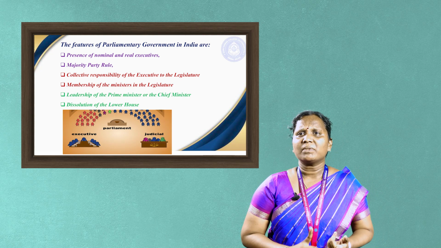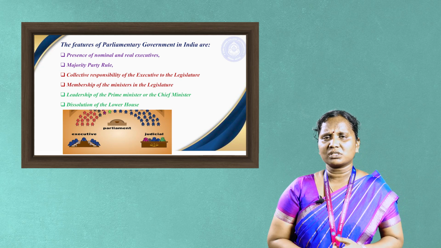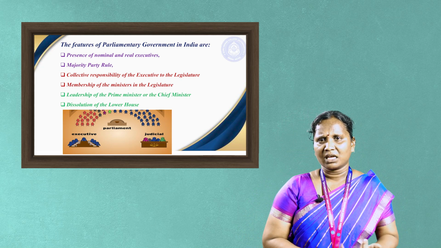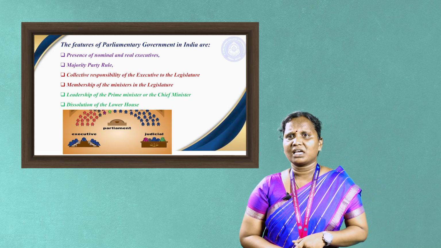Next, majority party rule. Majority party rule means that in the lower house of Parliament, the political party that gets a majority of the seats has its leader become the head of the ruling party. So mostly majority party rule is followed.